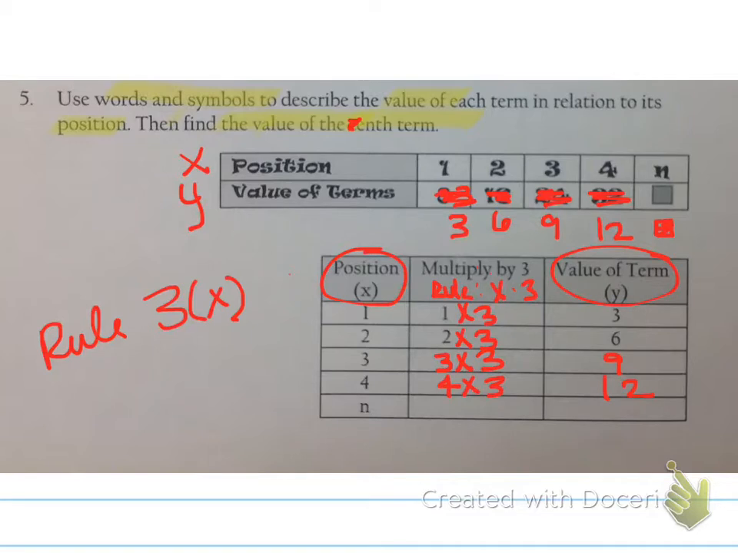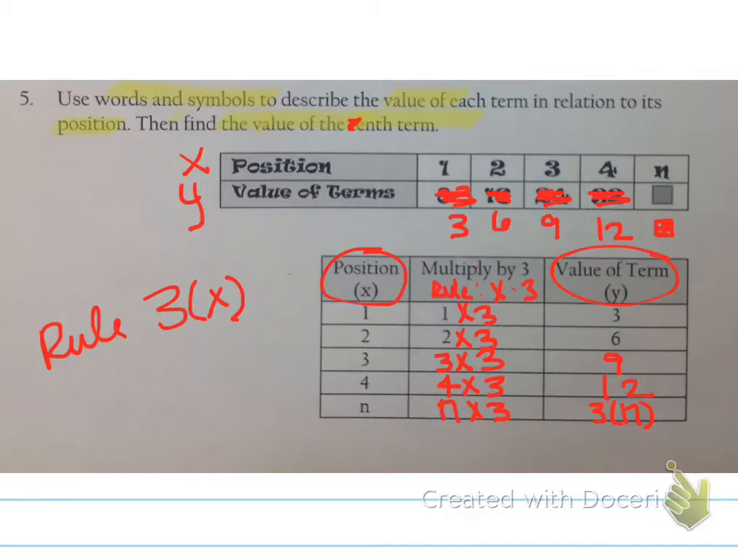Now here we have an n term. This is our nth term. We want to write our rule. What is our rule for our nth term? Well, our variable is n. That's what's in our position. So we have an n, and our rule is to multiply by 3. So we get n times 3. The value of the term we are unsure of, so now we just take this, and our value of our term is the product of 3n.